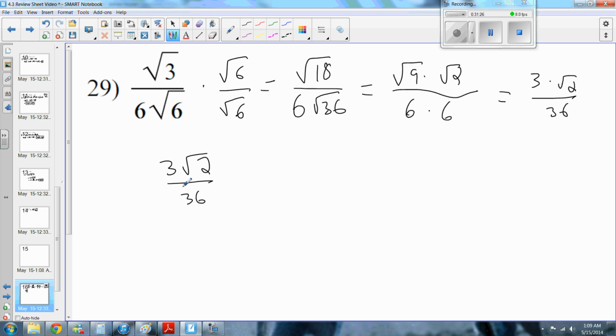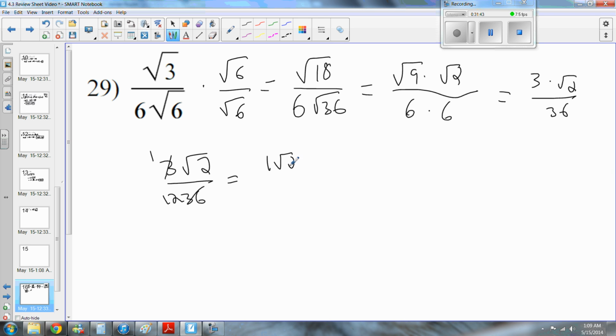Now I want to think about this. Can this fraction be reduced? 3 over 36? Yes, it can. Its greatest common factor is 3. 3 divided by 3 is 1. 36 divided by 3 is 12. So my final answer is 1 root 2 over 12. But I never want to write that.